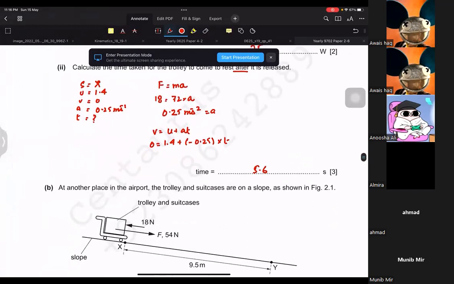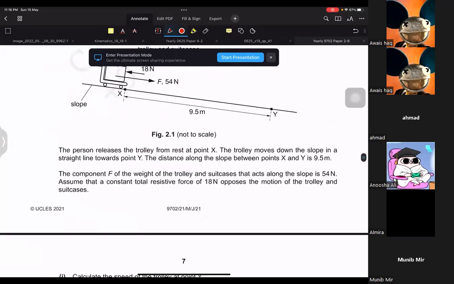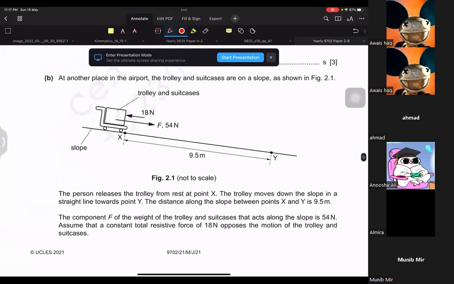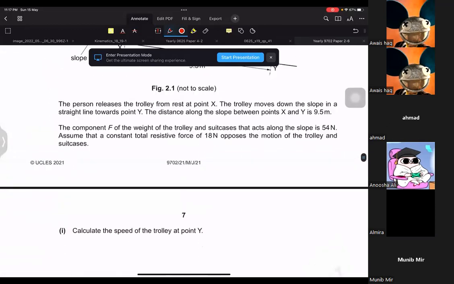Now, sir, another place in the airport: a trolley with suitcases on a slope. A person releases the trolley and it moves down the slope. The component F of the weight of the trolley and suitcases that acts along the slope is 54 newtons. So this is the weight component, right? Okay, calculate the speed at Y.